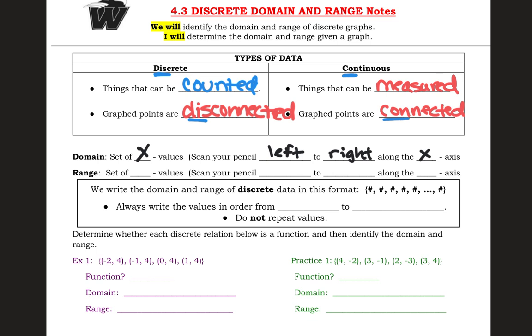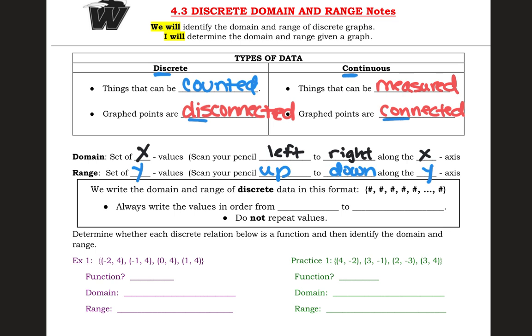For the range, you're going to be looking at the y values. You're going to scan your pencil from, where do you think? Up to down, up and down. And which axis is that? That is the y-axis. Good. So let's go on to the next piece.